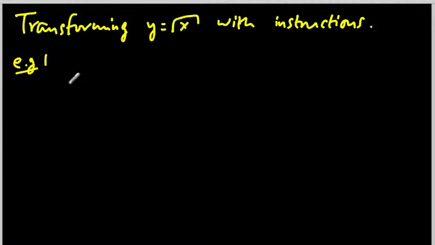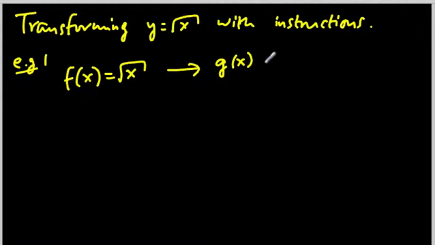So say, for example, I have a parent function, which is obviously f of x is the square root of x, and I'm going to transform it to g of x. All right? I'm going to transform it to g of x, and I'm not going to tell you what g of x is. I'm simply going to tell you the transformations I'm going to do to root of x in order to get to the g of x.